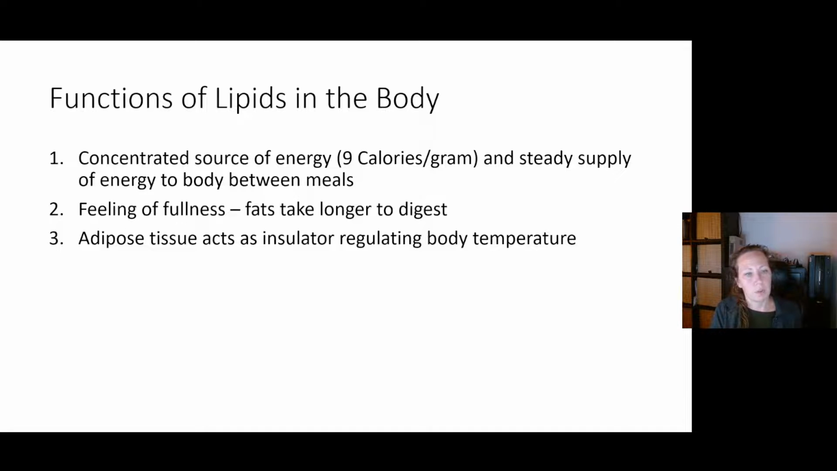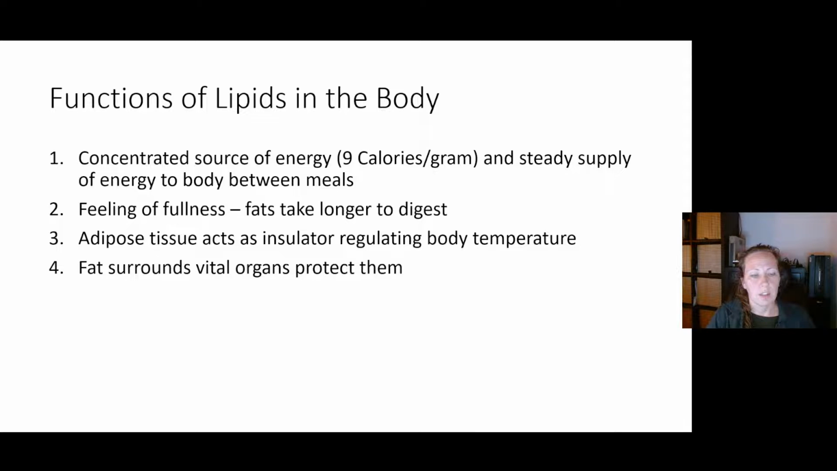Number 3, adipose tissue acts as an insulator, regulating body temperature. So within your body, the exterior fat helps keep you warm. Fat surrounds the vital organs to protect them. Okay, so like around your organs, fat provides cushioning to protect them from just any kind of jostles that you get.